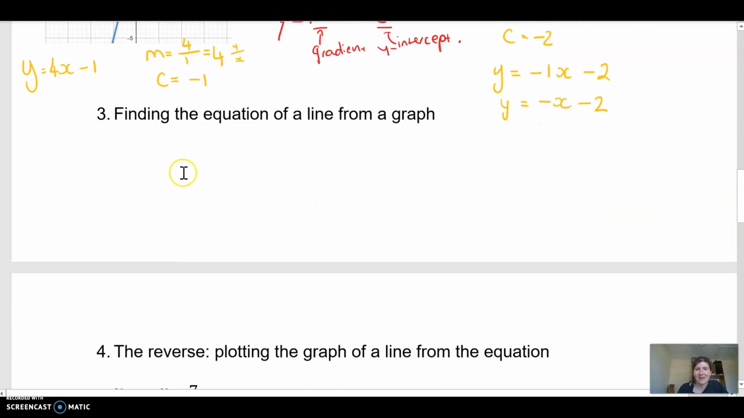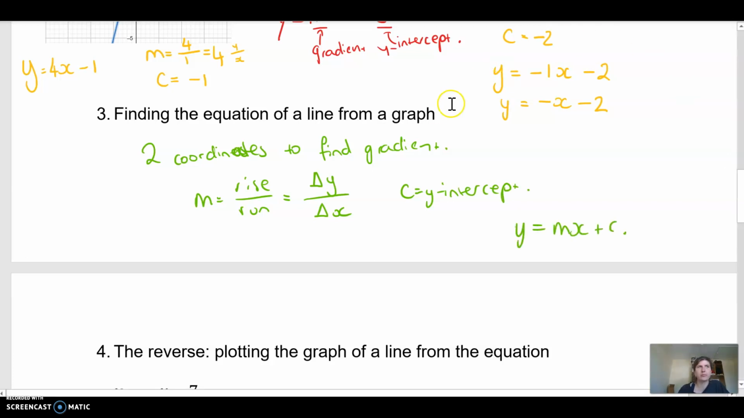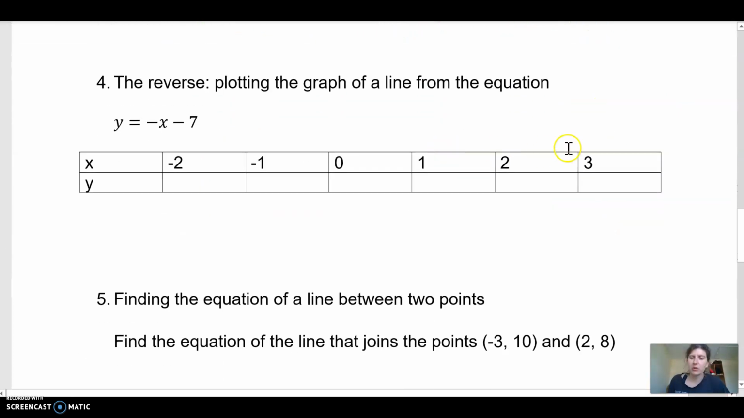Okay, so that's how we find the equation of a line from a graph. So remember, you need 2 coordinates to find the gradient. Right, your formula for the gradient is rise over run, or you can think about that as the change in y over the change in x. Okay, so your difference between your y divided by your difference between your x. Your c is your y-intercept, and then you put it all together and you get y equals mx plus c. So that's it there. Okay, we're going to do the reverse quickly.